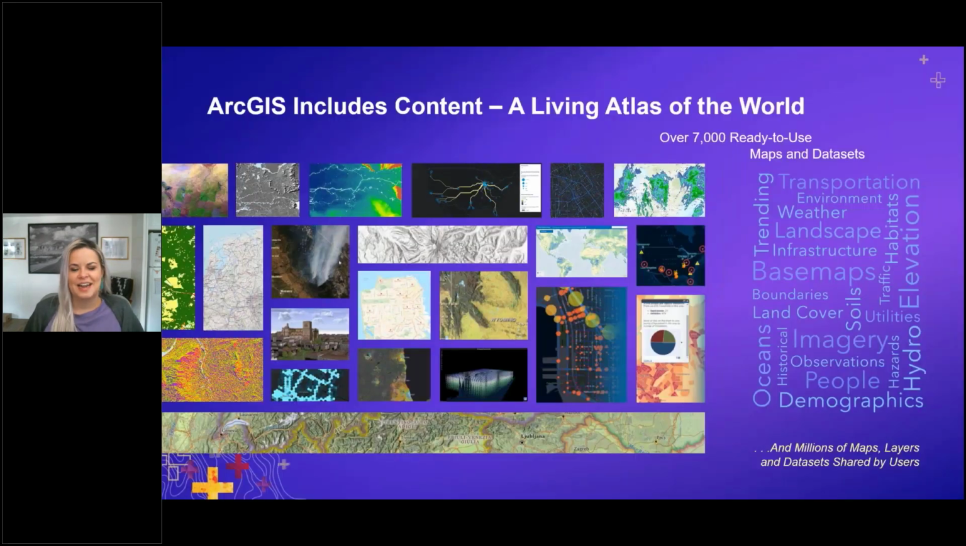So now that we have a better understanding of Esri's imagery and remote sensing capabilities, let's talk about the content already available to you. ArcGIS includes access to the Living Atlas of the World, with maps and applications from Esri and thousands of contributors such as NOAA, USGS, or even the European Environment Agency. So the Living Atlas of the World already has over 7,000 ready-to-use maps and datasets, as well as millions of datasets that our users have shared, and billions of maps are made every week using this content.